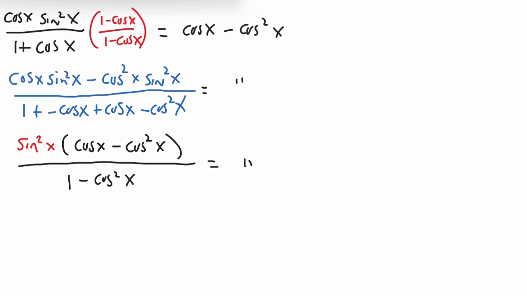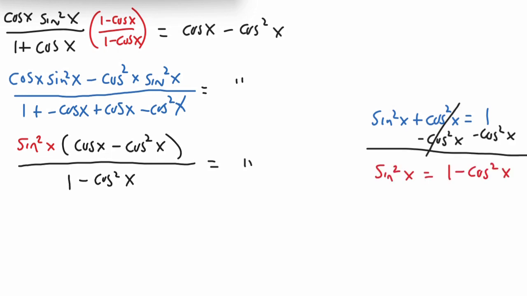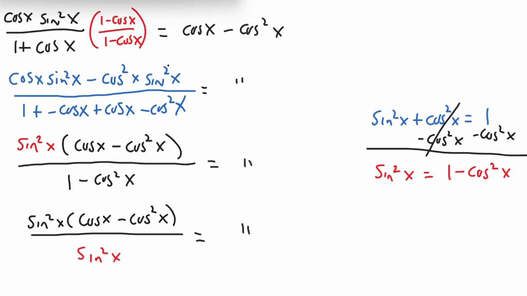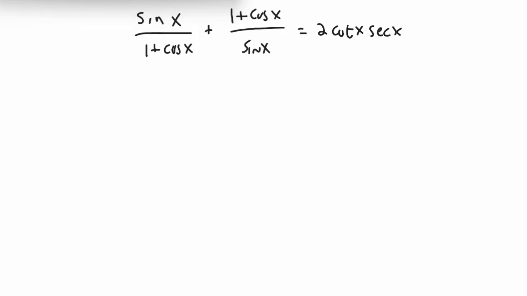So now we have that Pythagorean identity in the denominator, so let's make a substitution. So here's that Pythagorean identity on the right side there. So let's move the cosine squared on the right. So then sine squared x is 1 minus cosine squared x. So we're going to make that substitution. So now we can cancel the sine squareds. And we've just proven the identity.